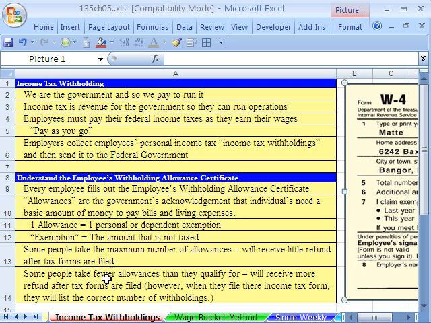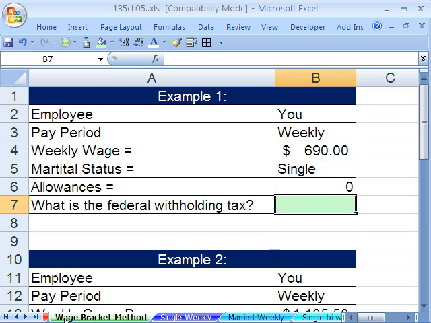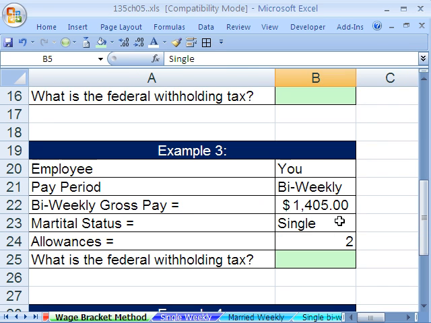Now here's some notes here, and you can read in your textbook, but I'm going to scroll over and show you how to do the calculations. There's two ways we're going to look at: the wage bracket method, and then we'll look at the percentage method. Wage bracket method. We have some information about an employee, things like how often they're paid weekly, whether they're single or married or head of household.